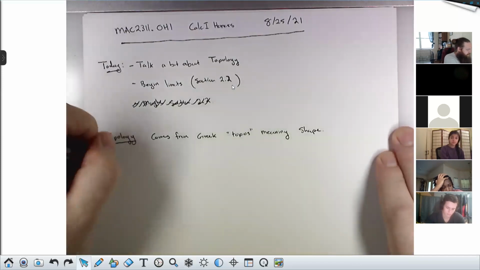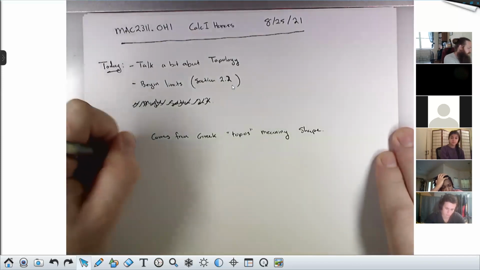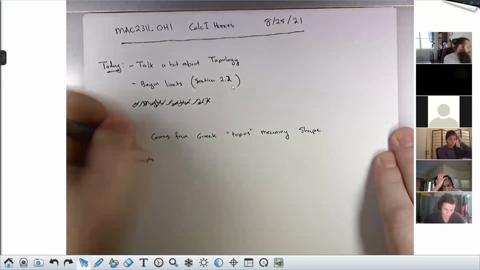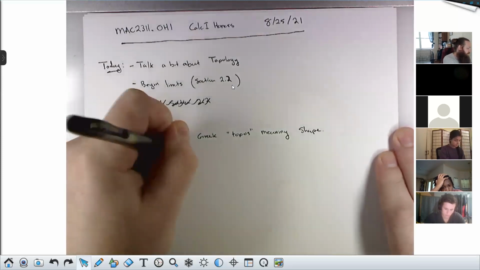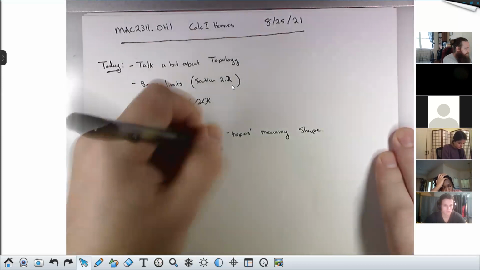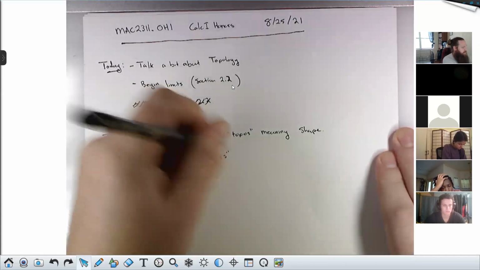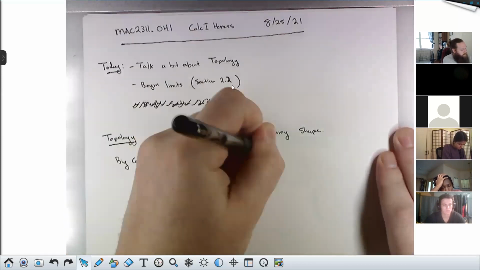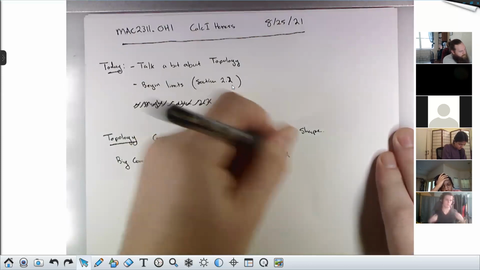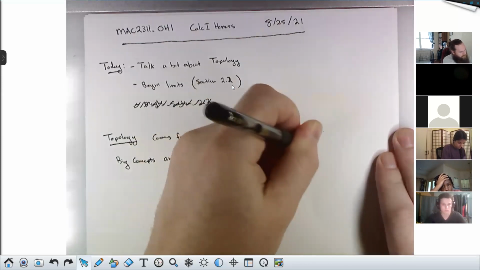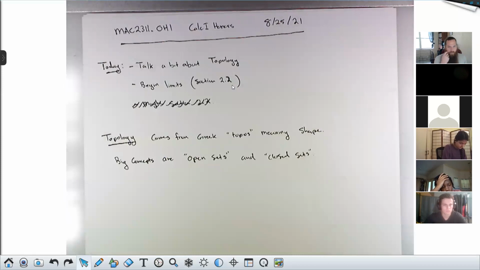The big concepts here are open sets and closed sets. And as you might have guessed from your experience with algebra classes, open intervals are open sets. Those are examples of open sets. But there are lots of other open sets besides open intervals.